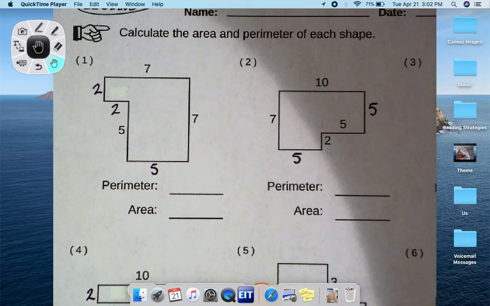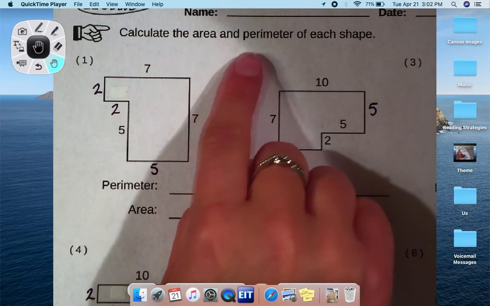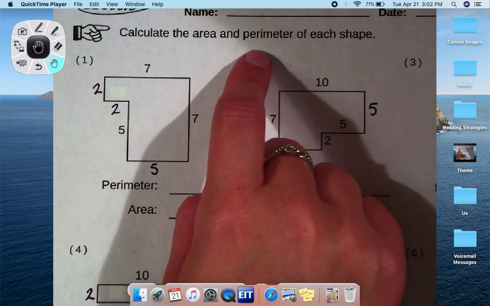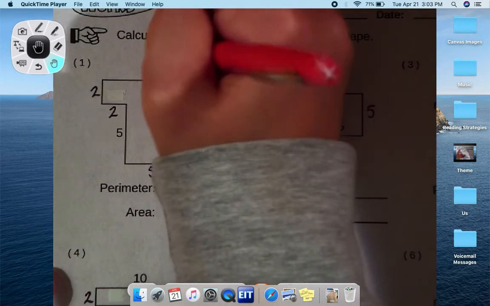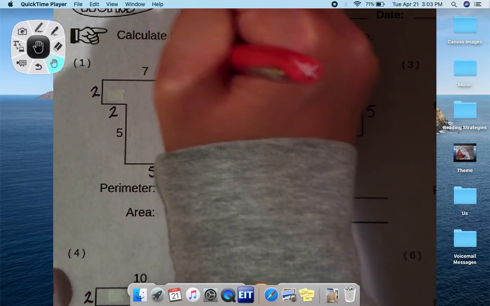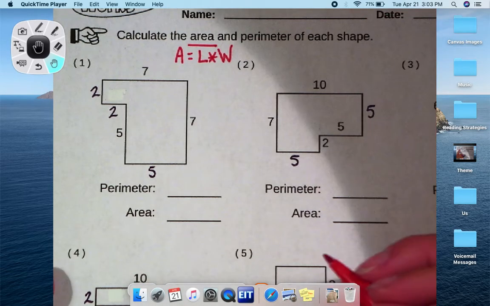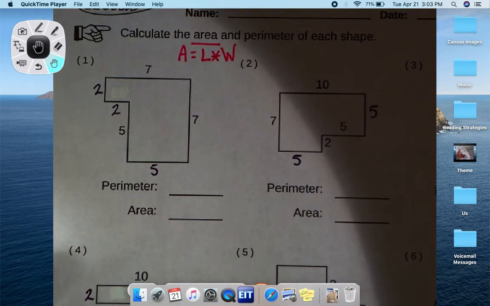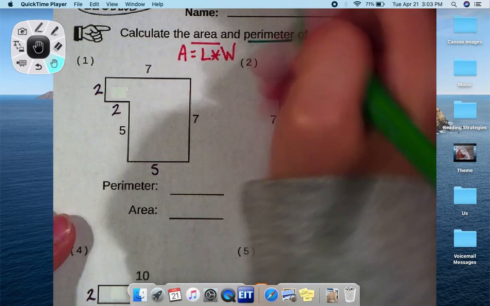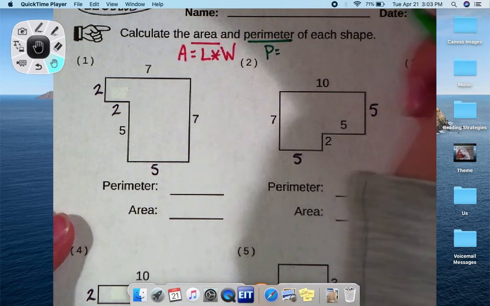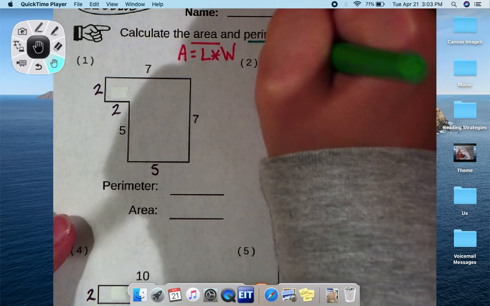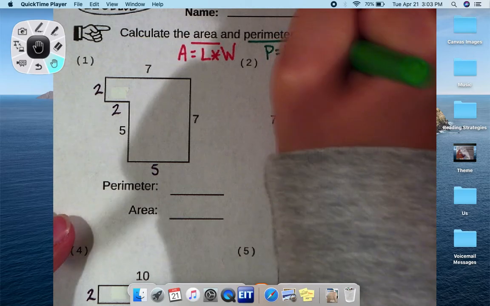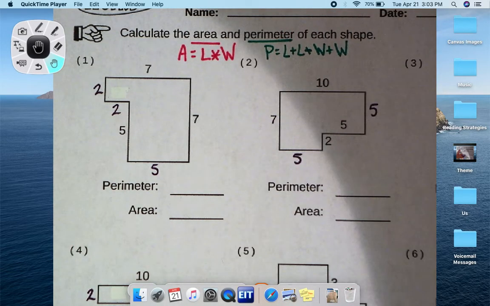Okay, class, today in math, we're going to review how to find area and perimeter. So, as a reminder, for area equals length times width, and perimeter equals all of the sides added together. So usually it's like length plus length plus width plus width. Okay?